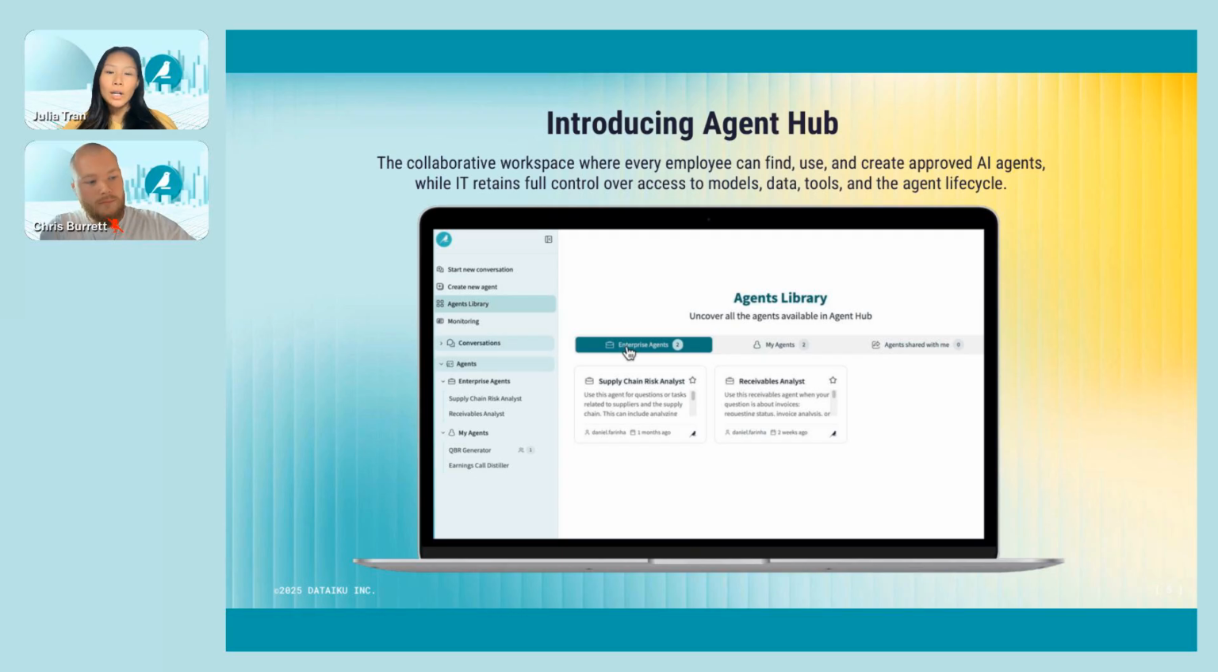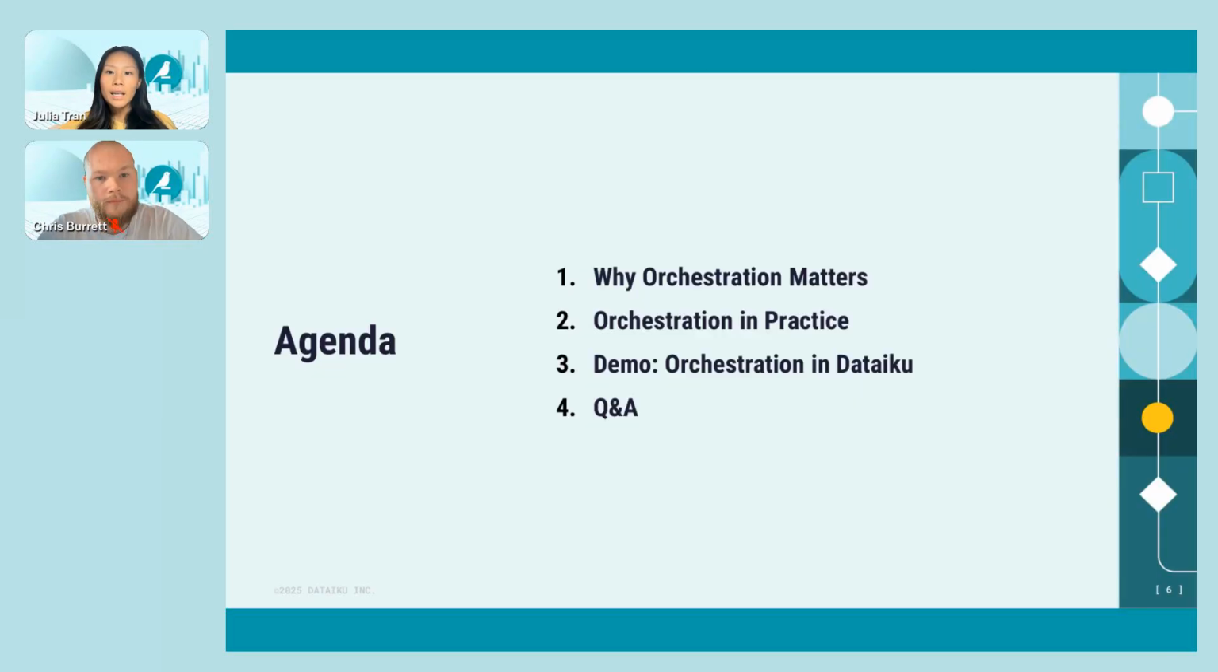Recently, Dataiku launched Agent Hub. Agent Hub brings all agent experimentation, distribution, and governance in one place. For business teams, that means the freedom to create and use agents tailored to their needs. And for IT, that means full oversight of access, data, models, and lifecycle management. In this webinar, we'll walk through orchestration, why it matters, and a demo of how to orchestrate agents in Dataiku using Agent Hub.